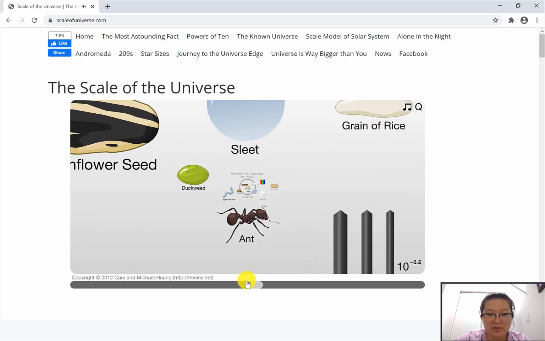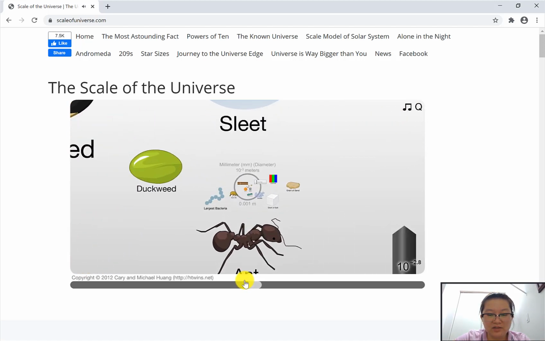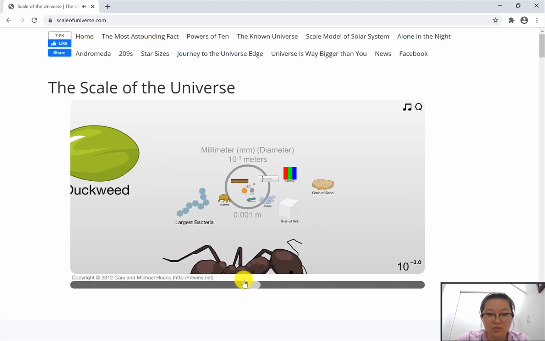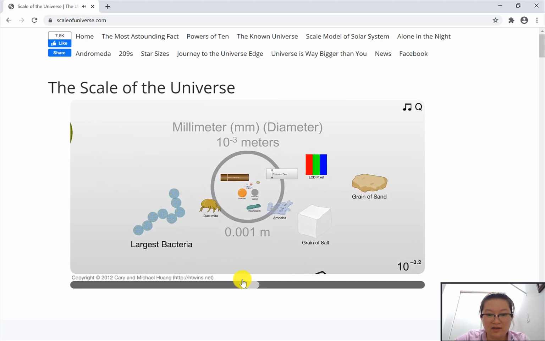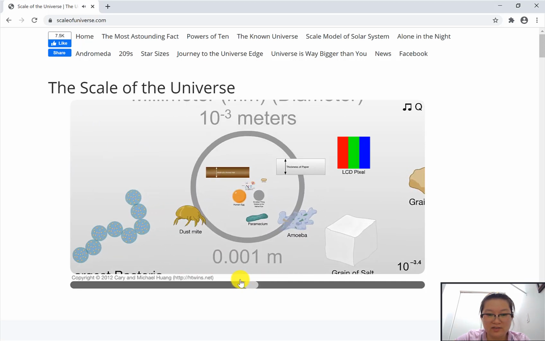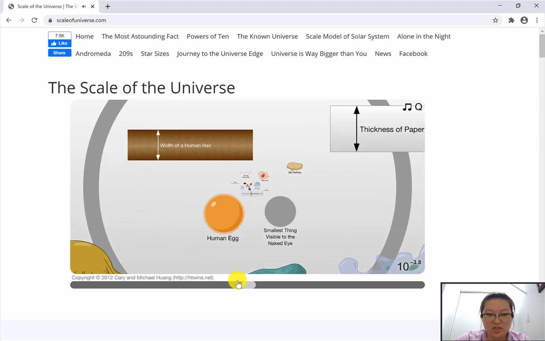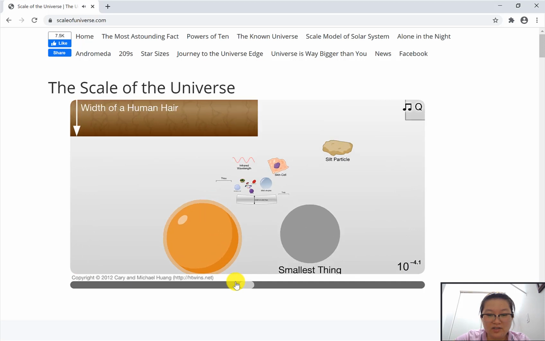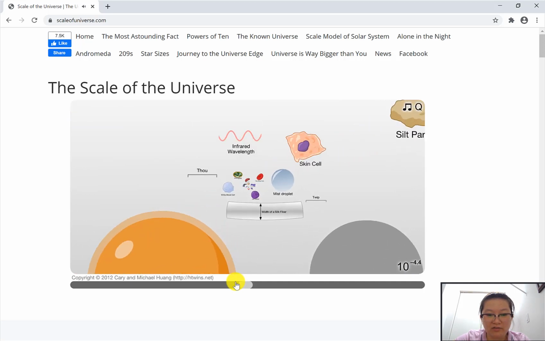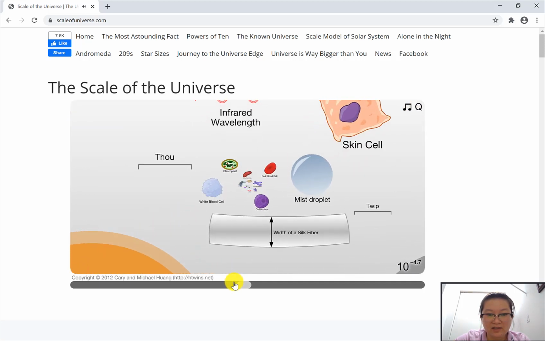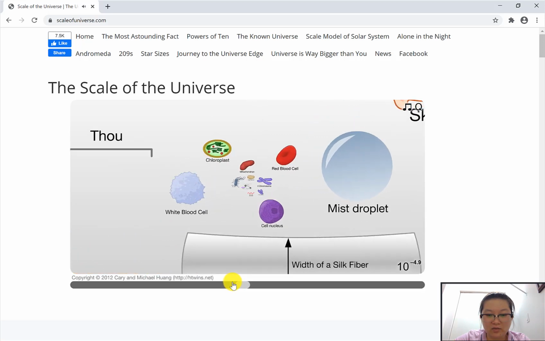Oh, it even tells you on the big screen. So this is a millimeter. That's 10 to the negative 3, 1 over 1,000. Oh, an LCD pixel, grain of sand, thickness of paper. So the scale here is much smaller. We're seeing things that are blown up into our face, but in reality are much smaller than what they appear.